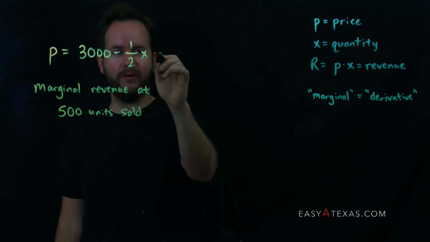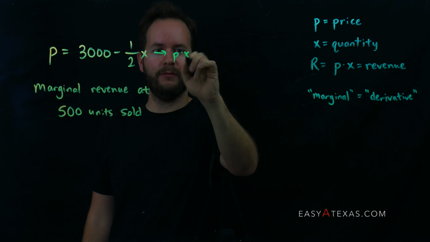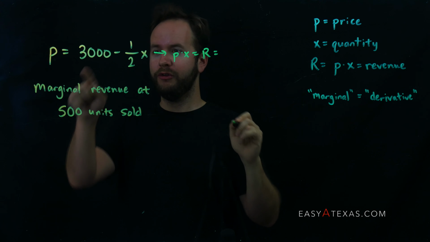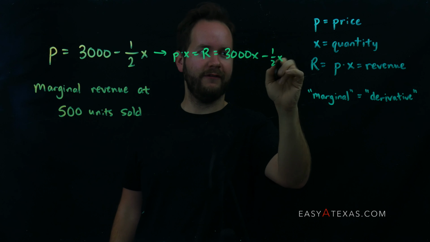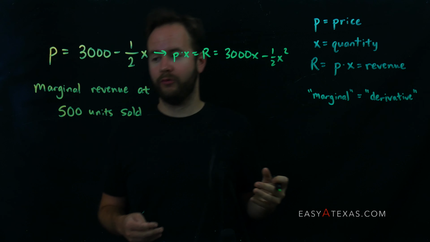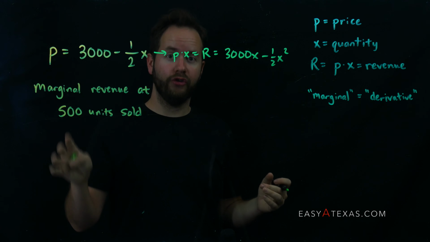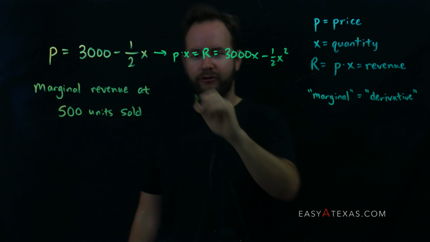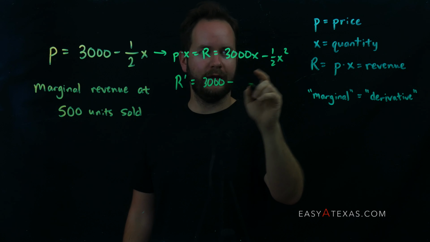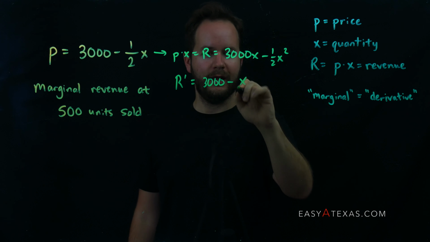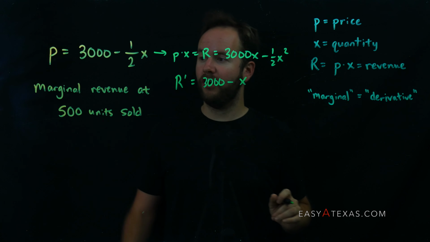So to make this a revenue function, I now have P times X, which is revenue, and multiplying this entire thing by X gives me 3,000 X minus 1/2 X squared. So we're well on our way to answering this question. We have the revenue, now we want the marginal revenue. That means taking the derivative of this function, we're going to say R prime is equal to 3,000 minus the derivative of 1/2 X squared, which would just be X. So 3,000 minus X is our marginal revenue function.